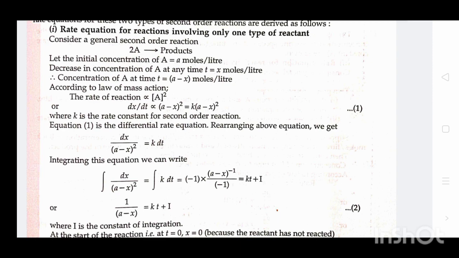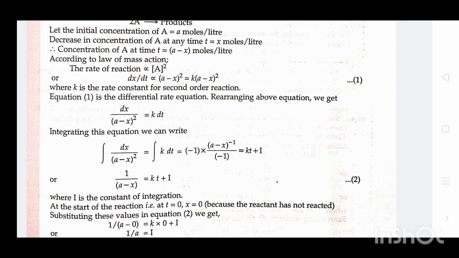2A gives products. Let the initial concentration of A equal a moles per liter. Decrease in concentration of A at any time t is x moles per liter. Concentration of A at time t equals a minus x moles per liter. According to the law of mass action, the rate of reaction is directly proportional to concentration squared: dx by dt is directly proportional to (a minus x) squared, equals k (a minus x) squared, where k is the rate constant for a second order reaction. Equation 1 is the differential rate equation. Rearranging the above equation, we get dx divided by (a minus x) squared equals k dt.